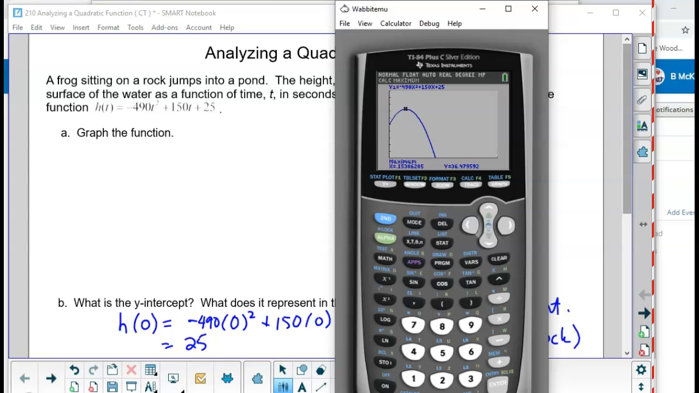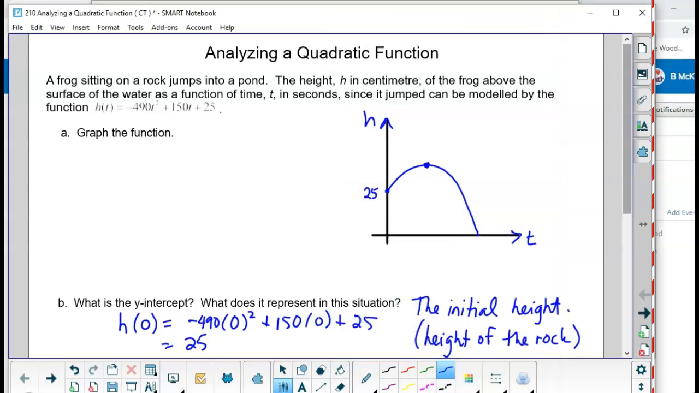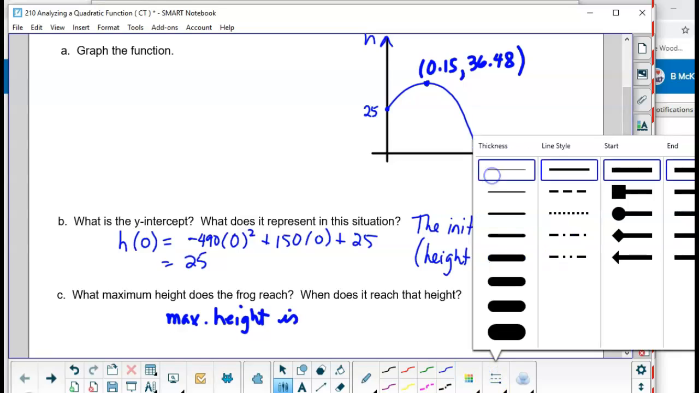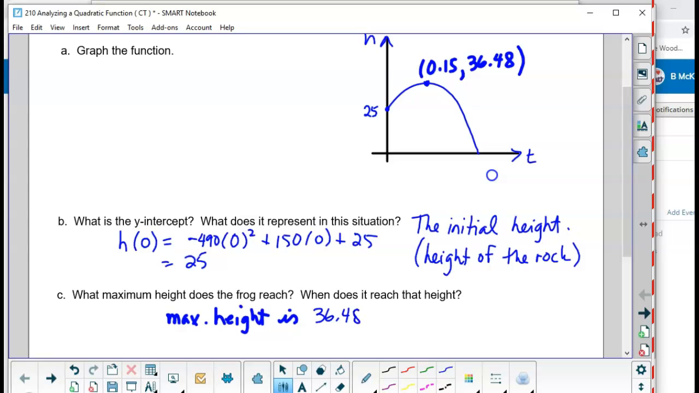So 0.15 and 36.48. Okay. So the maximum height is 36.48, and this is in centimeters, at time of 0.15 seconds.